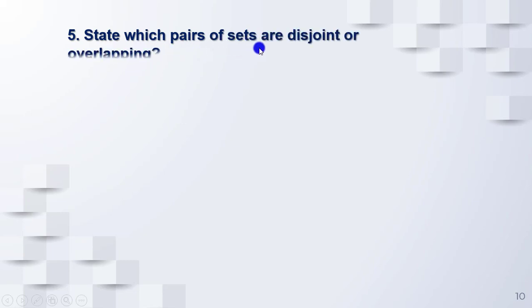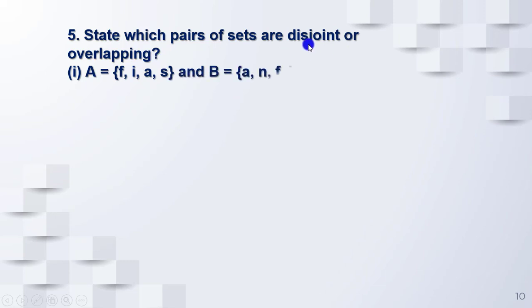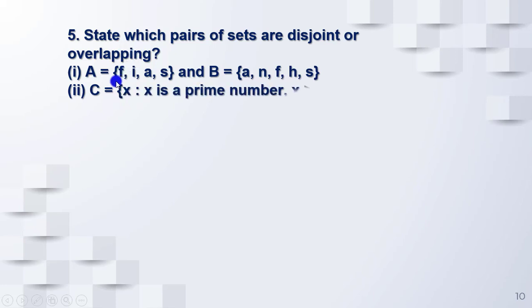Now, let us go to the fifth problem. Our fifth problem is to state which pairs of sets are disjoint or overlapping. Here also we must know what disjoint and overlapping mean. So, disjoint means there is no common element between the two sets. Overlapping means there will be a common element between the two sets.